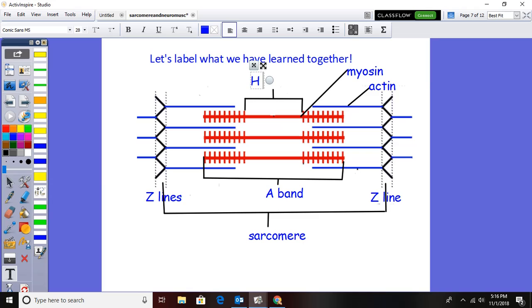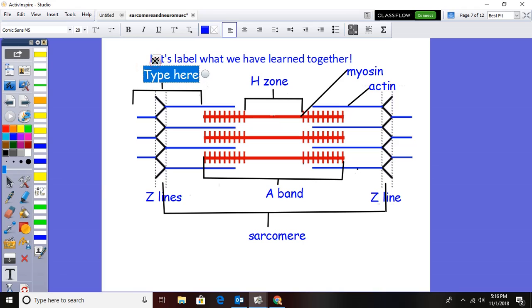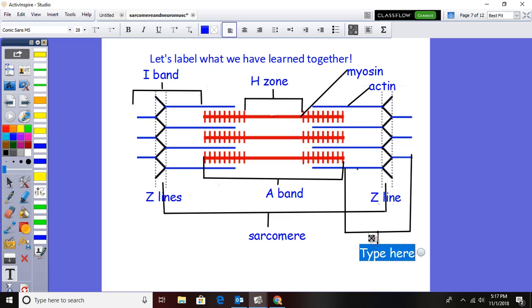Your H zone is kind of in the middle of the sarcomere, and it's where there is only myosin and no actin. Okay, and then we have our I band over here. This is an I band, and this is where there is only actin and no myosin. Your I band over here would be from there to about there, and so we can call this another I band.